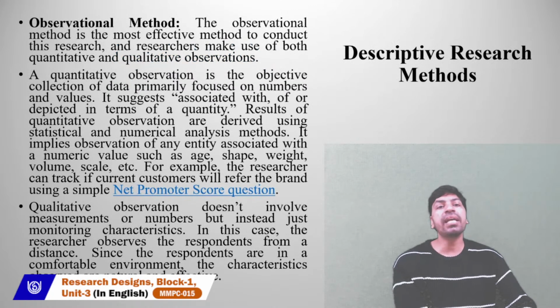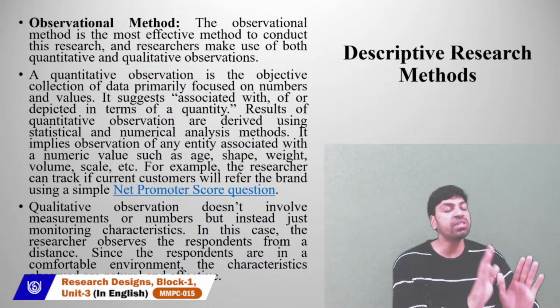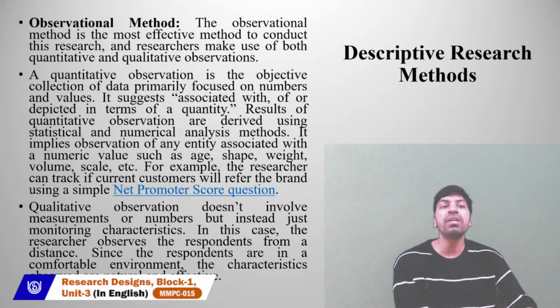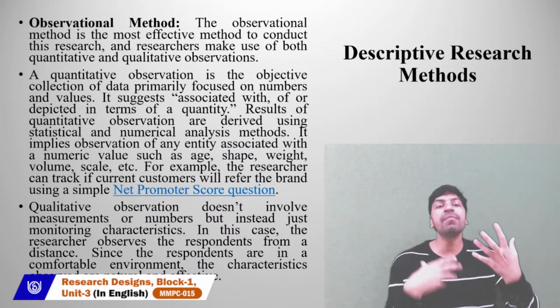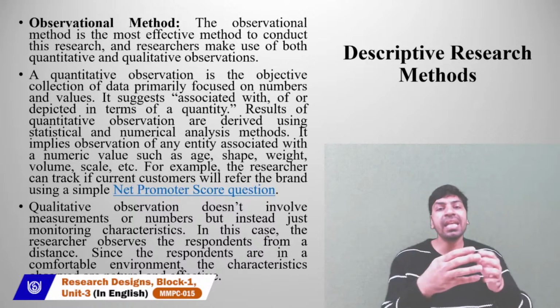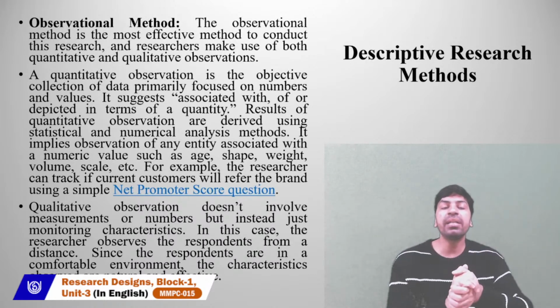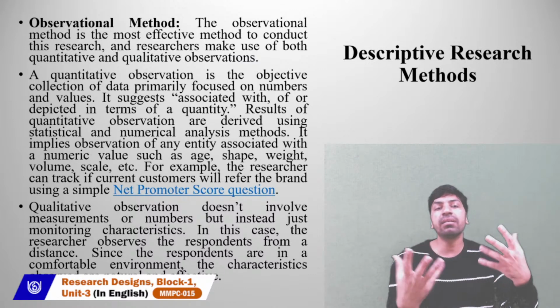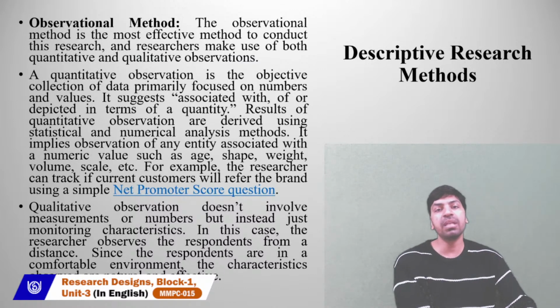Descriptive research design has several methods. The first one is the observational method. This is the most effective method in descriptive research. You just observe and give a description of what you saw in the nature of the class environment, in the nature of the students in the classroom. That is why the observation method is used.